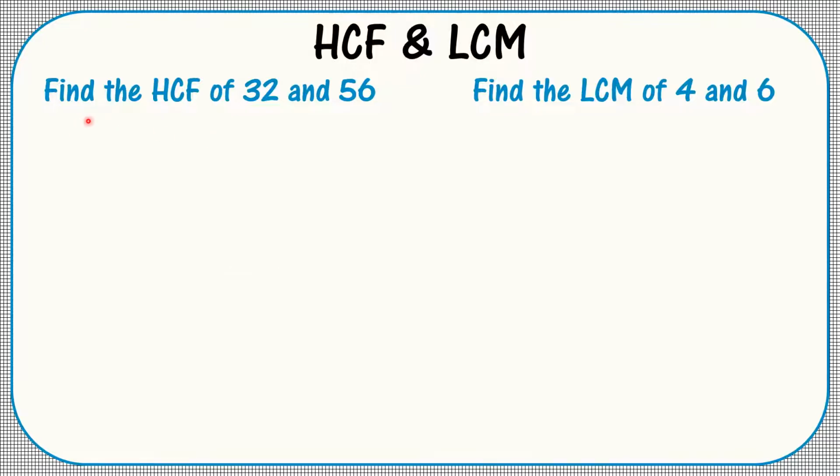Let's go through a question. Find the highest common factor of 32 and 56. What you would do is you write the number 32 like this. Then you'll find the factors. We know that 32 is 1 times 32. Does 2 go into it? Yes, it does. It's 2 times 16. Does 3 go into it?